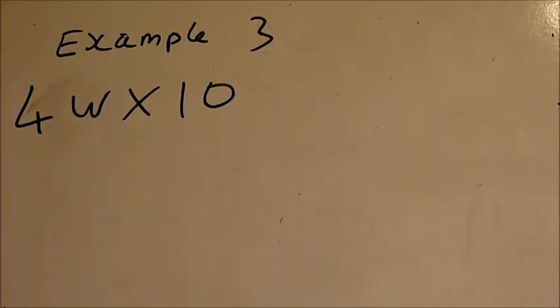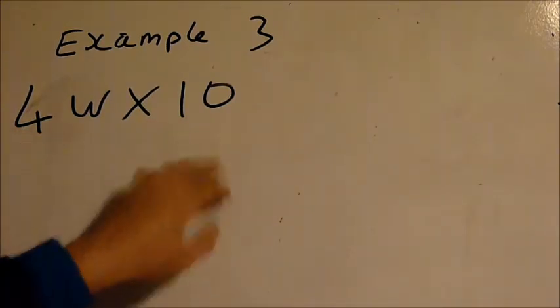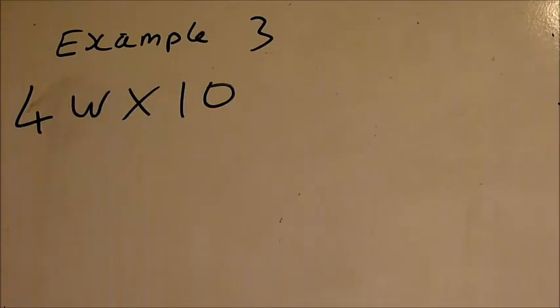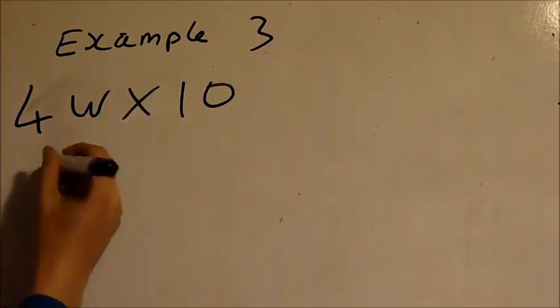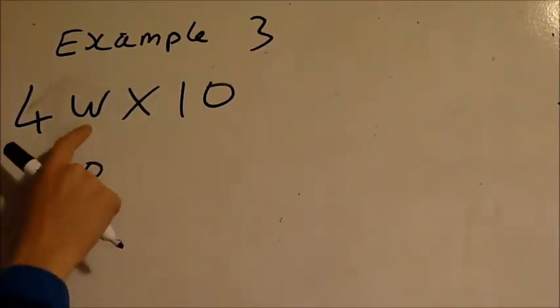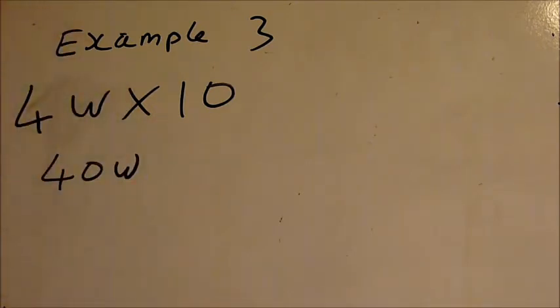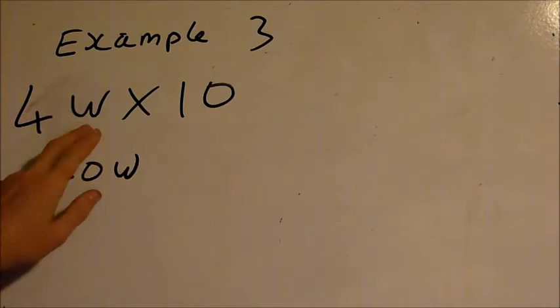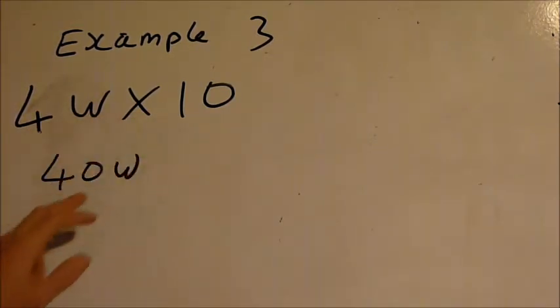Okay, this problem looks a little bit harder than the previous problems, because now we have 4 times w times 10. In the previous problems, this was the other way around. But actually, it doesn't make any difference whatsoever. We can still just do 4 times the 10, which is 40. And we have this w here. So 40w. That's the answer. So, just to recap that, we did 4 times 10 times the w. 4 times 10 is 40, so that's 40 times w.